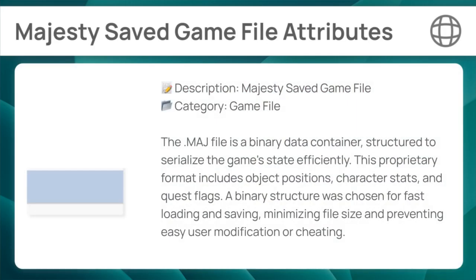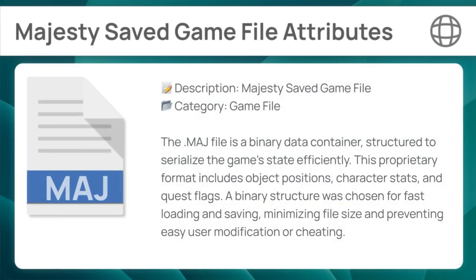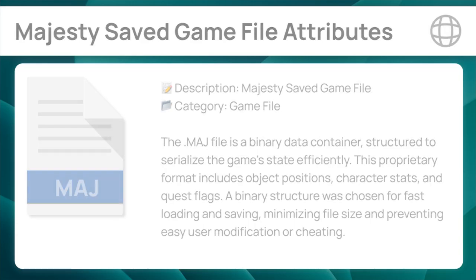The MAJ file is a binary data container structured to serialize the game's state efficiently. This proprietary format includes object positions, character stats, and quest flags. A binary structure was chosen for fast loading and saving, minimizing file size and preventing easy user modification or cheating.